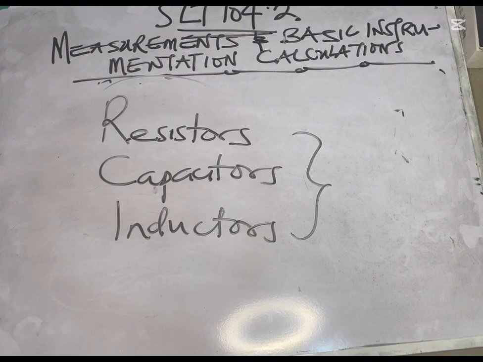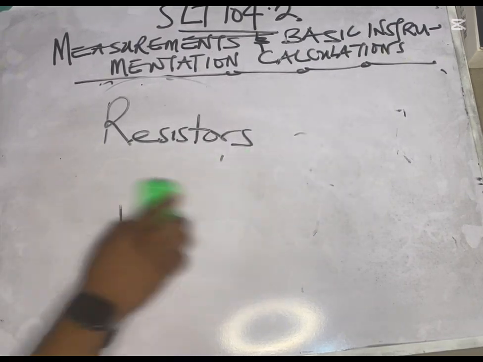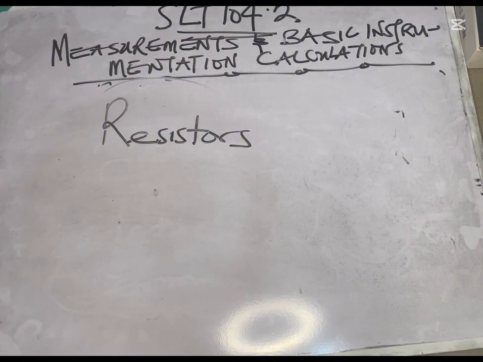Okay, so now let's begin by looking at resistors. Basically, what are resistors? Resistors are devices which control the flow of electric current in a circuit, or resist the flow of electric current in a circuit. That's the major function of a resistor. In our previous videos, I've given you a background of resistors in a circuit, how to calculate resistors in a circuit and their resistances. So that's what we'll be delving into.